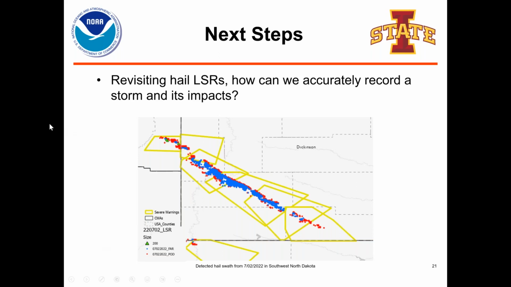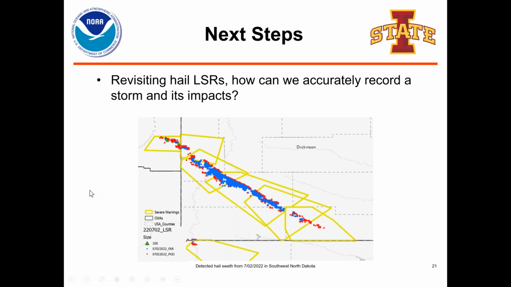And then also the main thing that we're hoping to achieve with this is to revisit LSRs and verify severe thunderstorm warnings. So here's an example from Southwest North Dakota, where you had this really long hail swath that caused a lot of damage across a couple different counties there, and only a few hail LSRs at the very start of that swath, and no hail LSRs through really all of that main part of the swath where all that damage occurred. And so if those warnings were only verified by hail LSRs, they wouldn't be able to even verify those warnings.